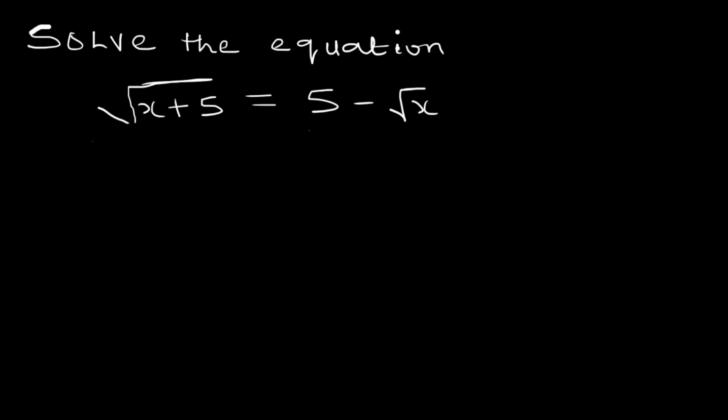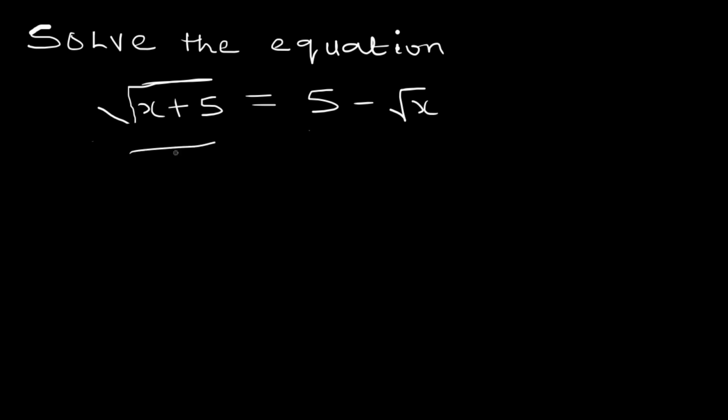Hello, in this video, we will be solving this equation: square root of x plus 5 is equal to 5 minus square root of x. This is a radical equation because the variable x appears under a root sign. So we are going to use a very simple approach to solve this problem. The first thing is to square both sides in order to eliminate the square root sign.